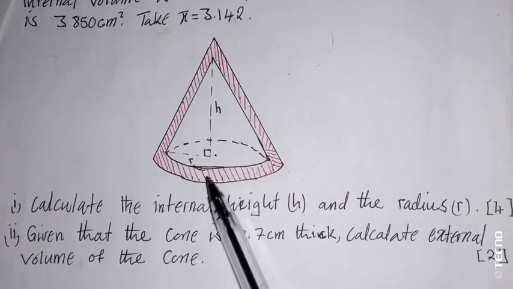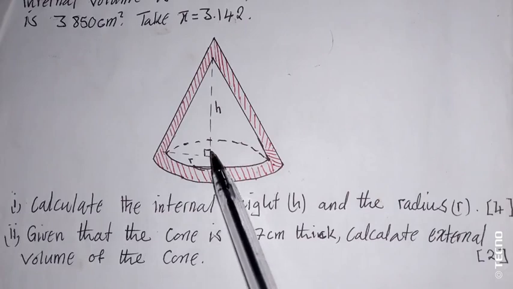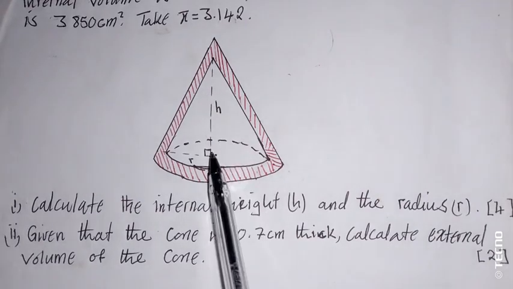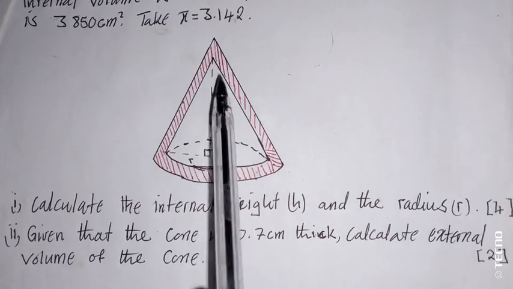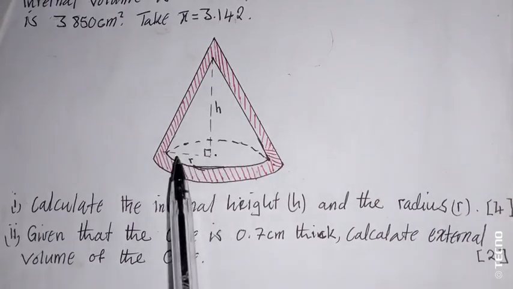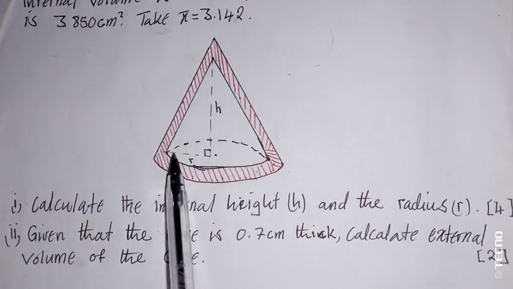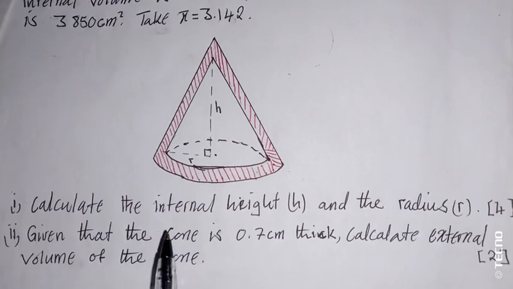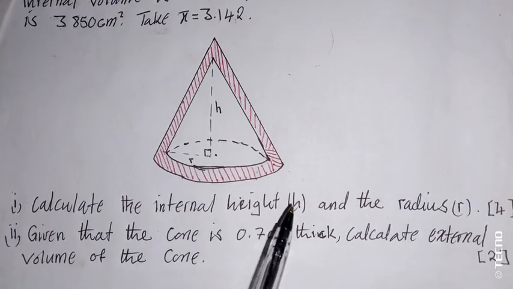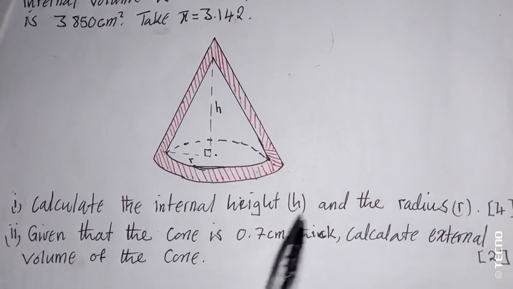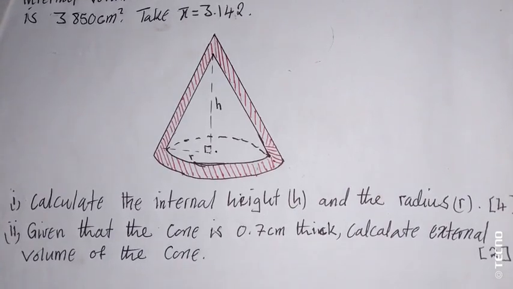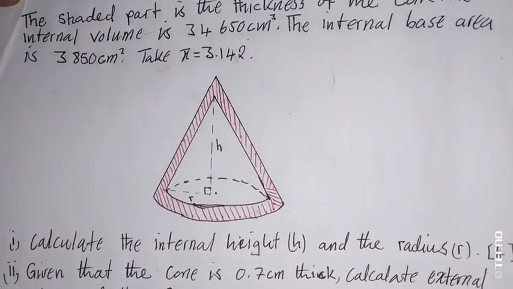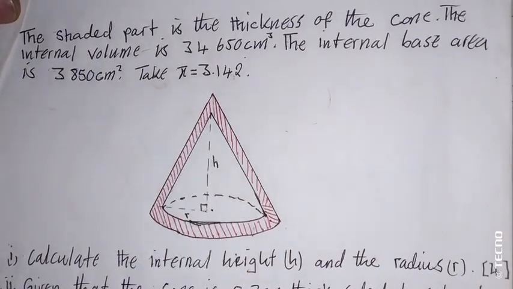So here we've got this height. This is the height of the internal cone from here up to there. Then we also have the radius this side. This is the radius. Now for us to calculate the value of h and the value of r, we need to know this formula because we have already been given the area and the volume.